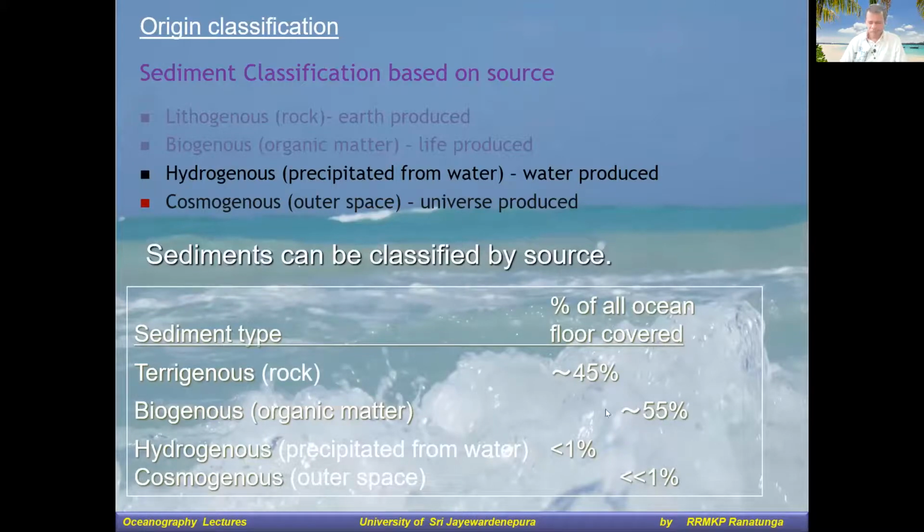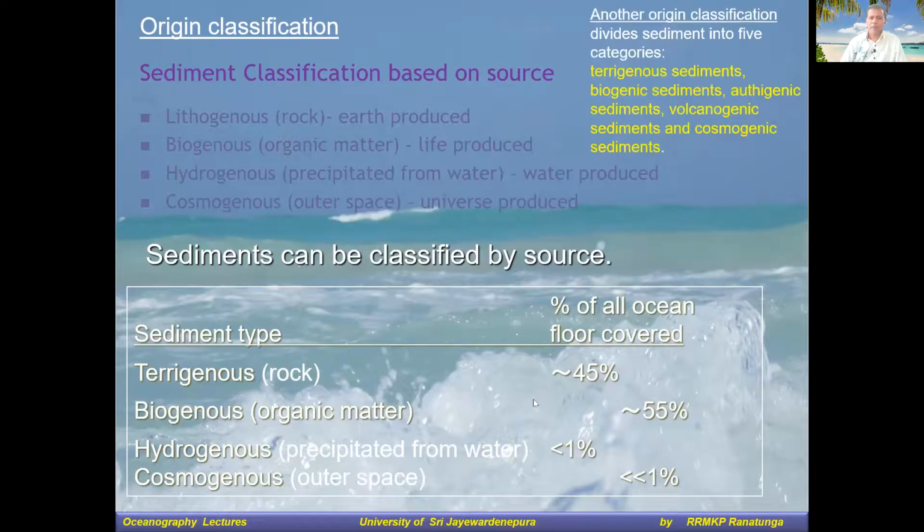Here it's given the percentages, usually how much ocean floor is covered. Terrigenous sediment covers about 45%, and Biogenous sediment covers 55%. But volume-wise, there's a lot of Terrigenous sediment because its volume is very high compared to the others, right?